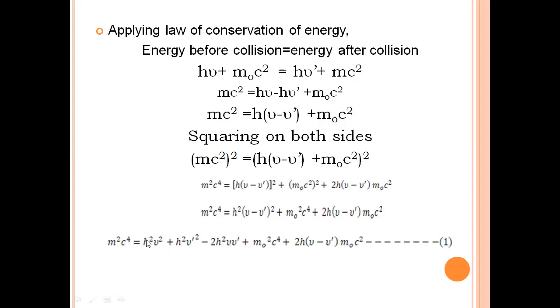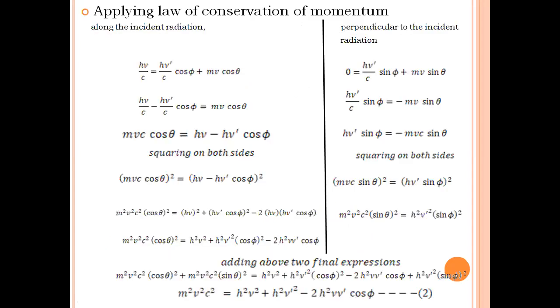This is the final expression we get by applying the law of conservation of energy. Now in the next step, we are going to apply the law of conservation of momentum, but in two directions: one along the incident radiation and another perpendicular to the incident radiation. Since along the incident radiation it is a horizontal component, we are going to take the help of cos angles, and perpendicular to the incident radiation, in the vertical direction, we are going to take the help of sine angles.